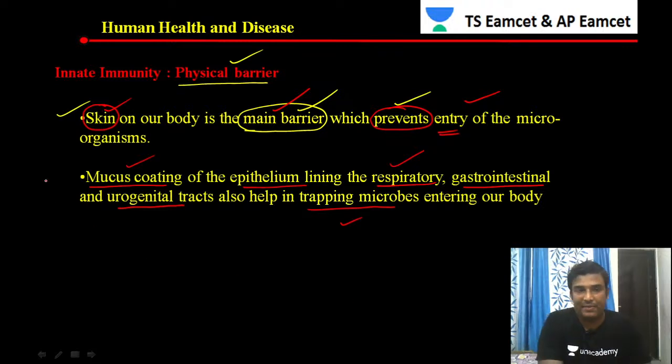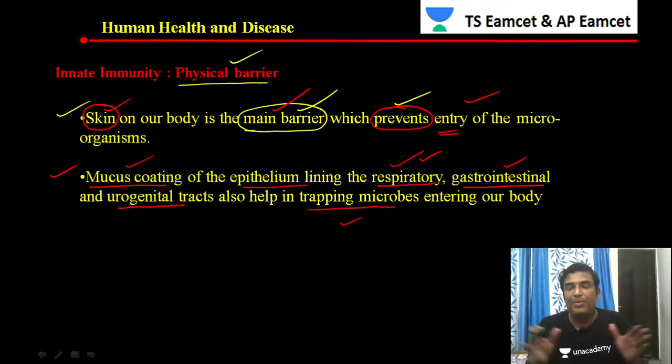Apart from the skin, another thing is the mucus coating. We have the respiratory tract, the gastrointestinal tract, and the urogenital tract. These tracts are lined by a mucus coating. This mucus coating traps the microbes that are entering the body, and removes those microbes. So that is one form of innate immunity.